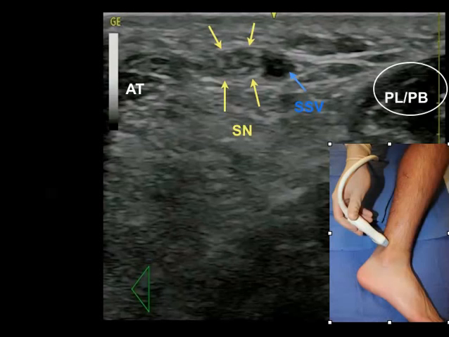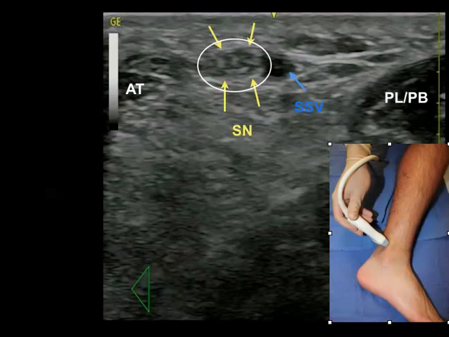A real easy landmark to find the sural nerve at this level, if we image between the lateral malleolus and the Achilles tendon using a very light touch with the ultrasound transducer, is the small saphenous vein. The small saphenous vein can be found immediately adjacent to the sural nerve. And here, once we know what we're looking for, we can see the nerve with its fascicles.